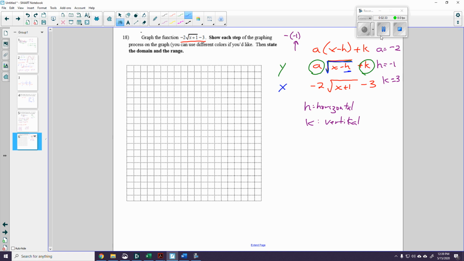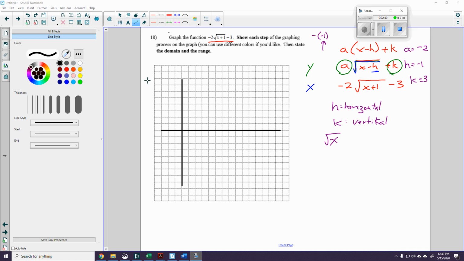So I am going to start this problem, and you should start all your problems with your parent function. So the parent function in this case is the square root of x. And I'm going to plot that. So I just made an xy axis. And I know that to get the square root of x, I'll make a little t-chart here. Here's my x, this is my y, that's a y, not an x.